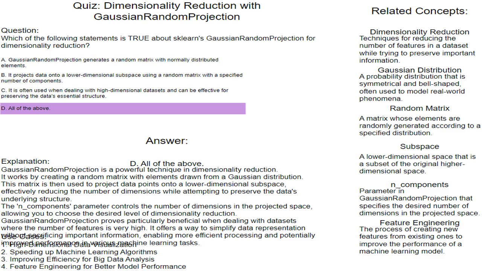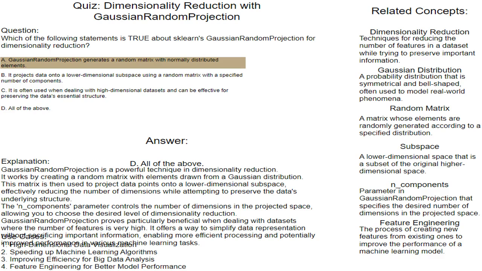Correct. Gaussian random projection uses a random matrix with elements drawn from a Gaussian distribution, which is a normal distribution. This random matrix is the key to projecting data onto a lower dimensional space. A. Gaussian random projection generates a random matrix with normally distributed elements.